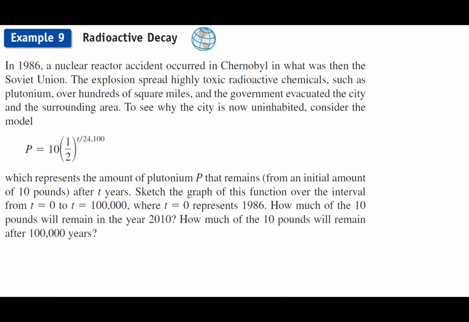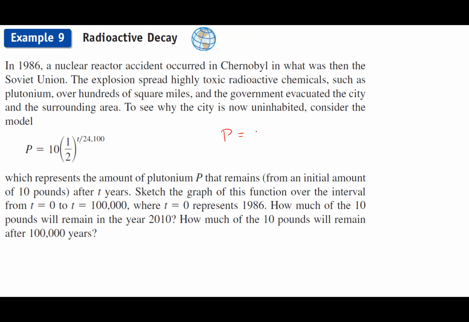So let's read this here. To see why the city is now uninhabited, consider this model, which represents the amount of plutonium that remains from the initial amount of 10 pounds after T years. So how much of the 10 pounds will remain in the year 2010? And how much of it will remain 100,000 years later? Whoa, craziness.